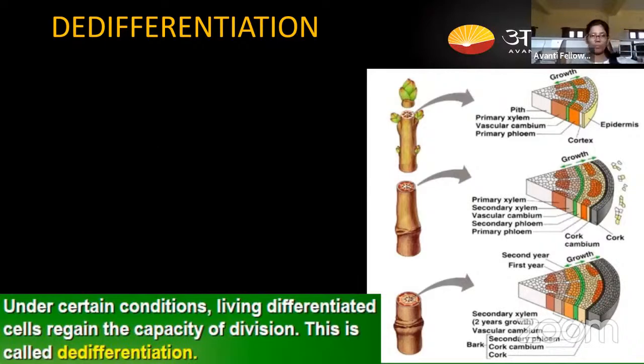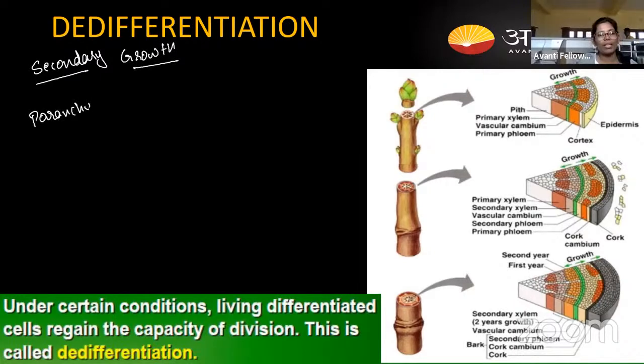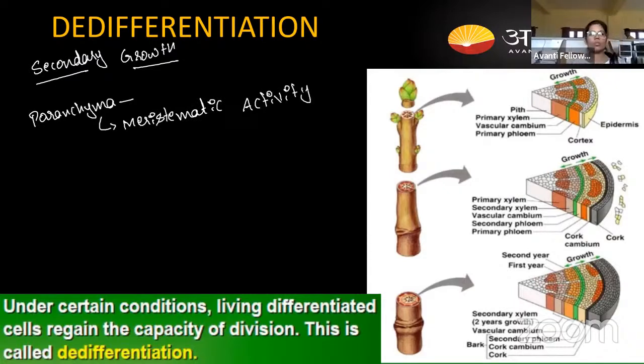Now what happens? The plant has grown completely in height. Now the plant has to increase its girth. That is called secondary growth. During secondary growth, let's say there is a parenchyma cell which has already escaped from the cell cycle, where the differentiation has happened. Now this parenchyma will get the meristematic activity again. This process is called dedifferentiation.